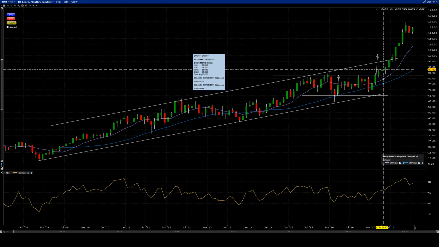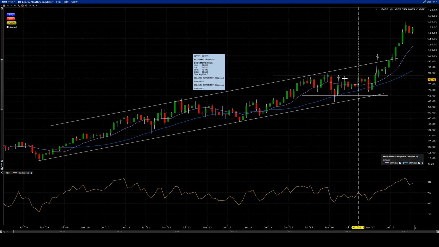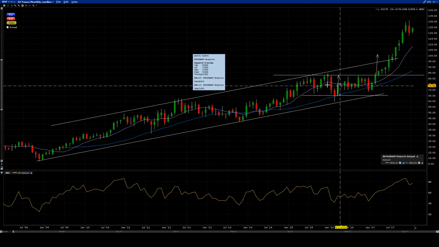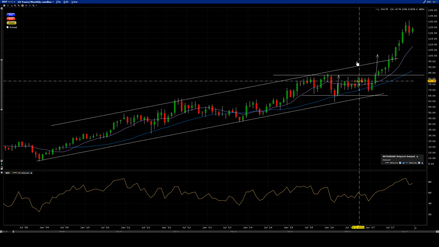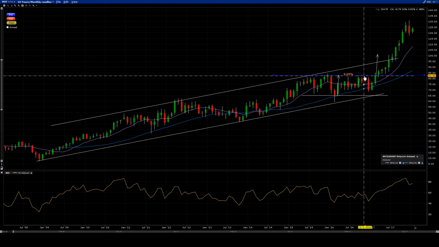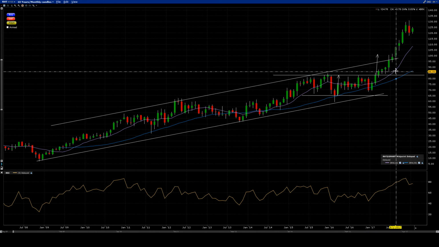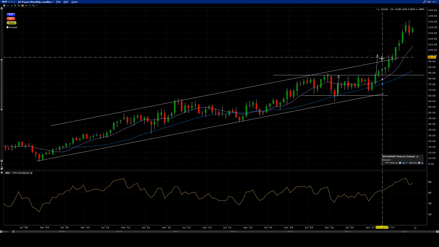But just the fact that over time of testing the wall, you have a consolidation pattern moving sideways until that wall is pierced to the north or a breakdown to the south. So right now you would reach your target.